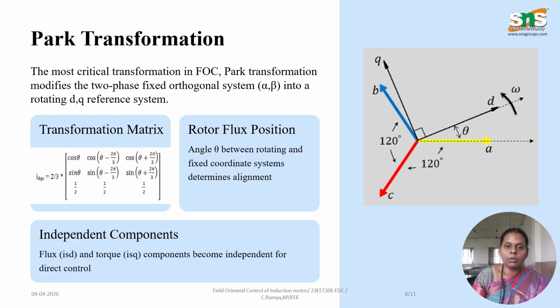Next, we can discuss the Park transformation. The Park transformation is the important step in field-oriented control. It converts the stationary alpha-beta system into a rotating DQ system. The angle theta represents the rotor flux position, and this transformation allows the flux and torque components to become independent, enabling precise control.